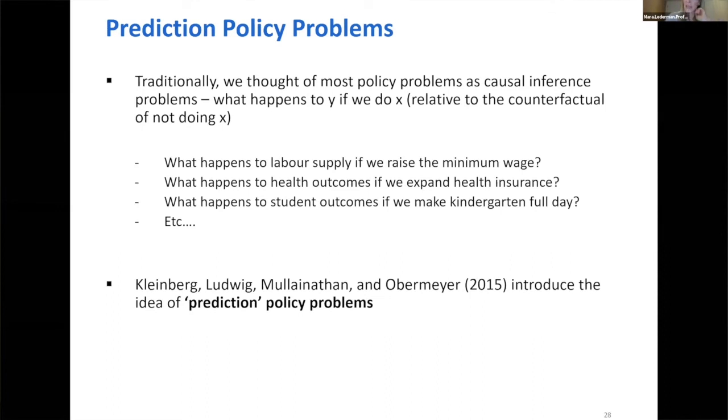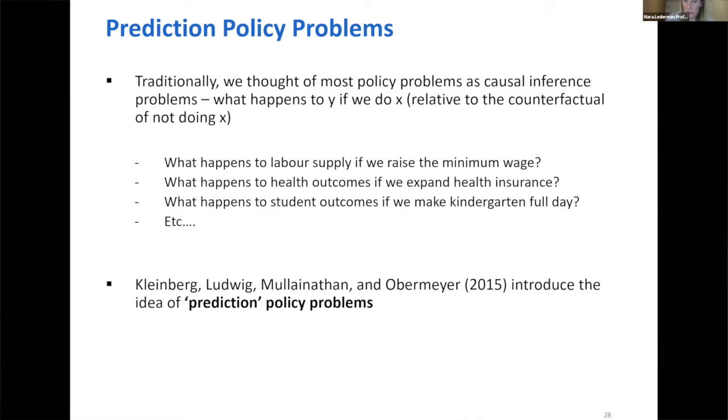And so here again, like I said, I really just want to introduce this idea, if you haven't read it, of prediction policy problems. Traditionally, I think we thought of most policy problems as causal inference problems. Should I do X? Well, to know if I should do X, I have to know what happens to Y if I do X, relative to the counterfactual of not doing X. And the hard part was always figuring out an identification strategy to credibly estimate that counterfactual. And there are lots of examples of the types of problems that fit this structure.